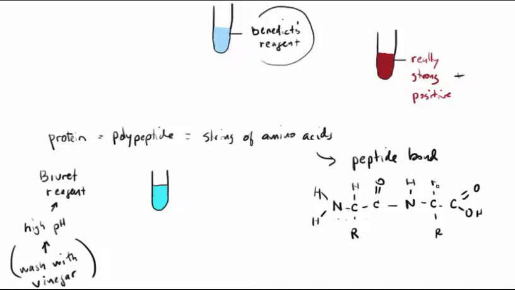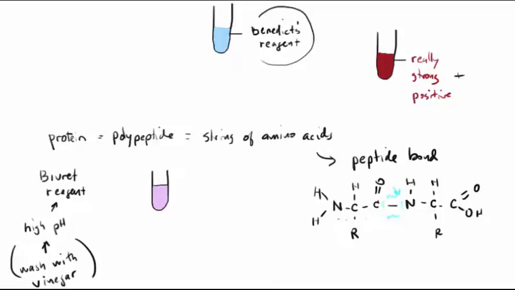Okay. And it's this bond right here, right there, that will interact with the copper and with the high pH. Basically, this is going to be changing its distribution of electrons, which is going to cause the blue color of this Biuret reagent to shift to kind of like a lavender color. Okay, so the lavender color, if you think about it, it's actually kind of in the opposite direction relative to what we saw in the case of the Benedict's reagent.